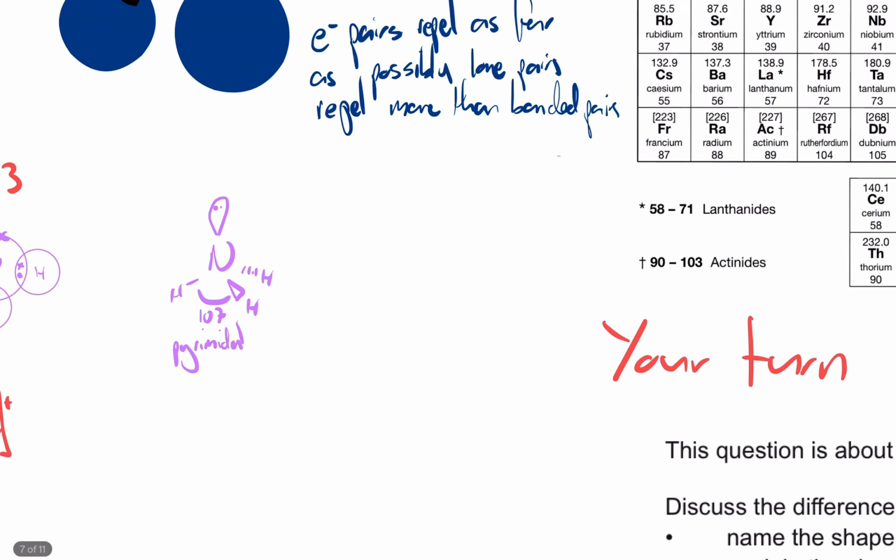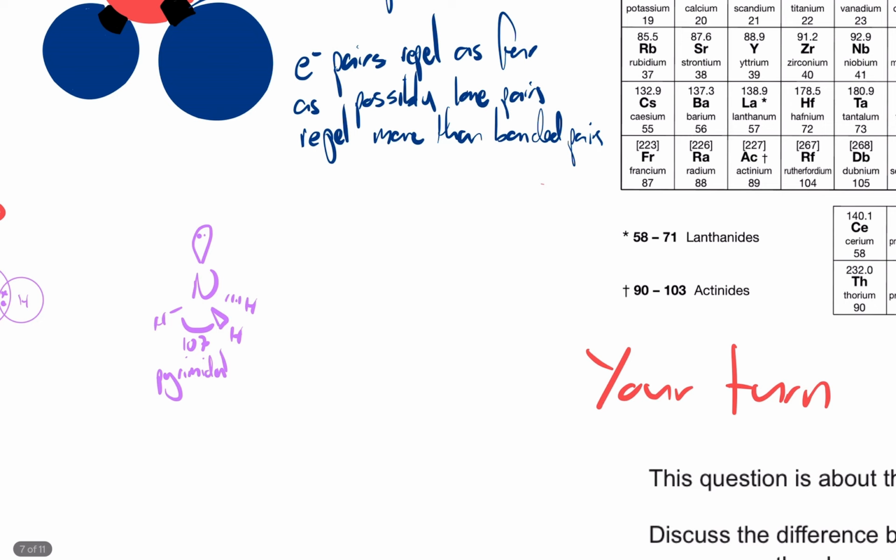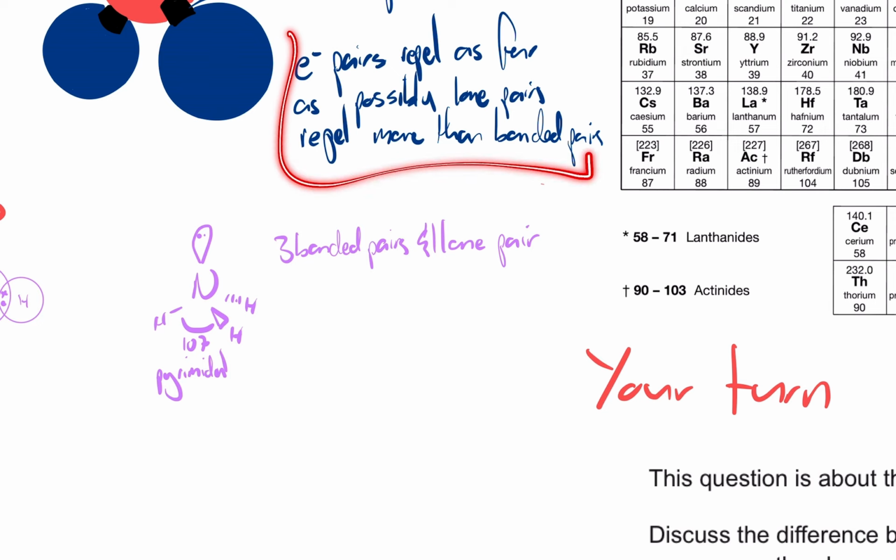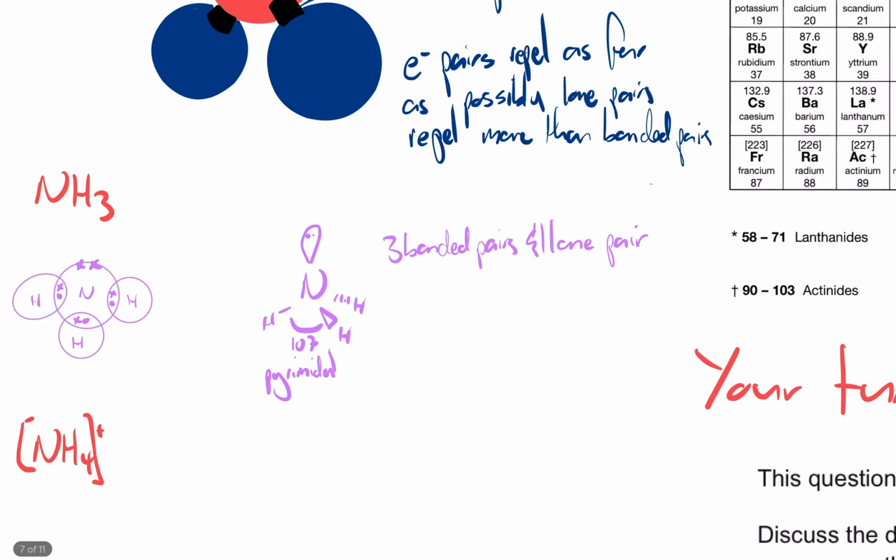And here, when it comes to our explanation of this shape, we say we've got 3 bonded pairs and 1 lone pair. And then you have this explanation afterwards. Electron pairs repel as far as possible. Lone pairs repel more than bonded pairs. And again, that's like we've had before, our sort of catch-all. That's going to be a really useful turn of phrase for us.